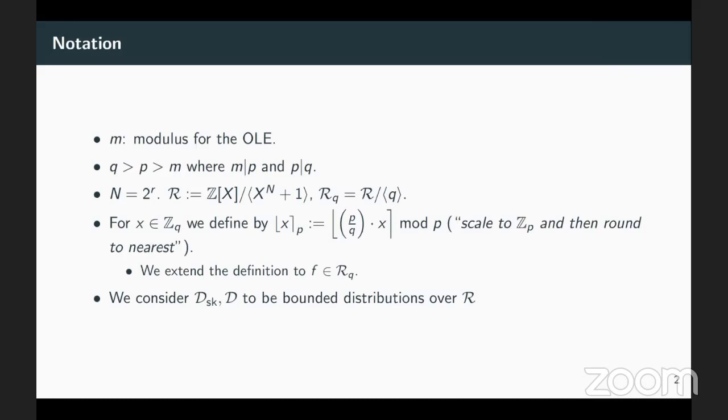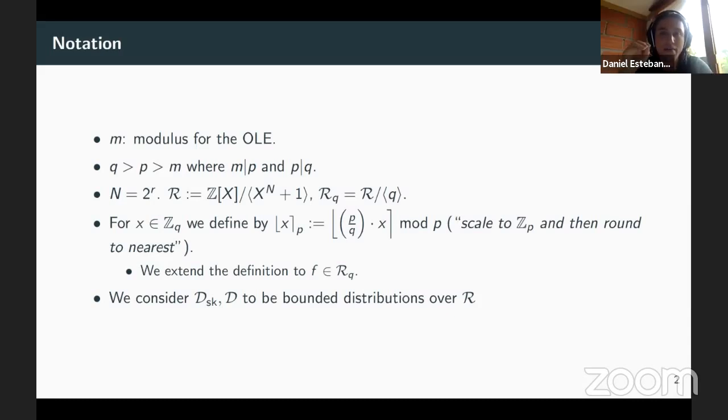Another notation we have is that for an integer X in ZQ, we can define the rounding towards P as P divided by Q times X, rounded as a real value. So you can think of this as taking a value in ZQ, scaling it down to ZP, and then rounding to the nearest integer. We extend the definition to polynomials by applying it to each coordinate of the polynomial. Finally, we have two bounded distributions that we're going to draw some values from in a moment. You don't need to think so much about them.